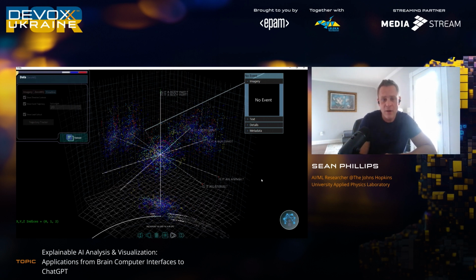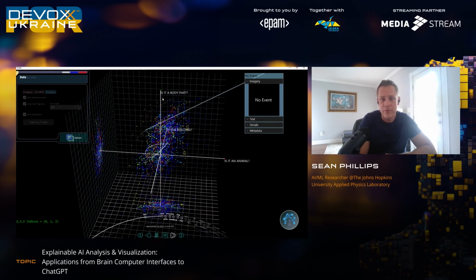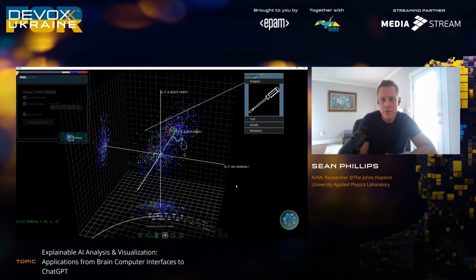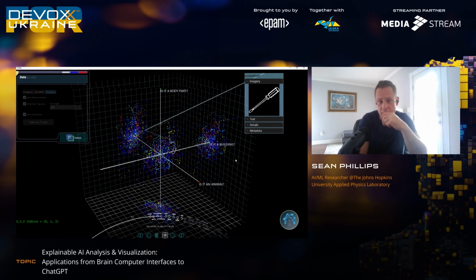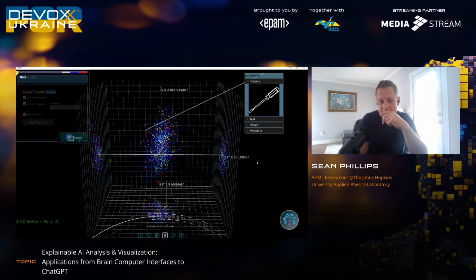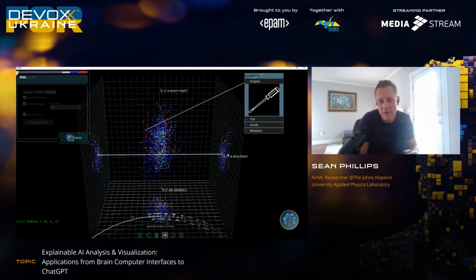So you can see over time, this is how the person is thinking in terms of these semantics. Oh, let's slow it down a little bit. So right here, at this moment in time, this image of a screwdriver was up on the screen. And you can see the trajectory is moving away from, is it an animal? Because that doesn't really make sense. But it also really doesn't make sense that it's a building or a body part.